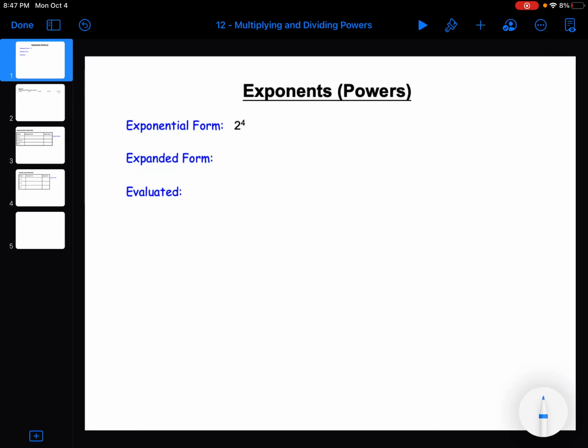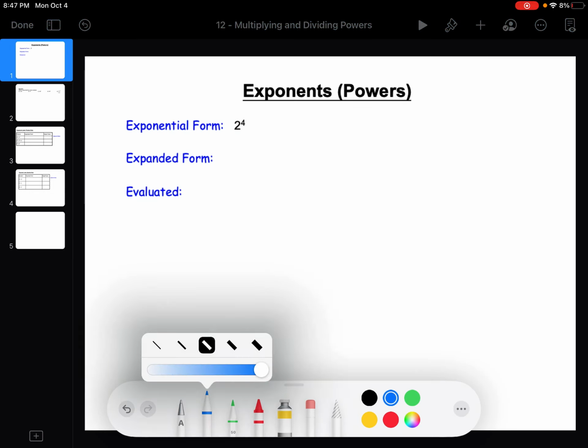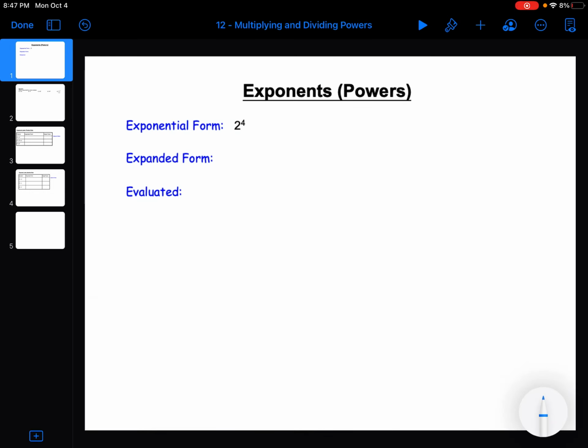Okay, so exponents and power. When we're looking at these, we've got some rules that we can follow that can actually make exponents a lot easier. But what we need to remember, and this is what all of our rules are based around, is expanded form, meaning if we had 2 to the 4, that actually means 2 times 2 times 2 times 2. Now if we evaluate that, we get 16.